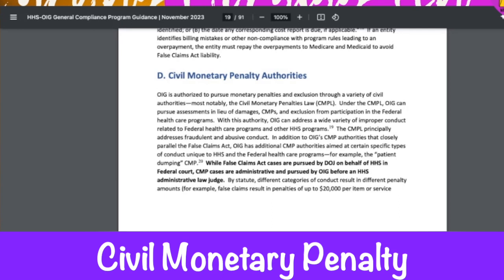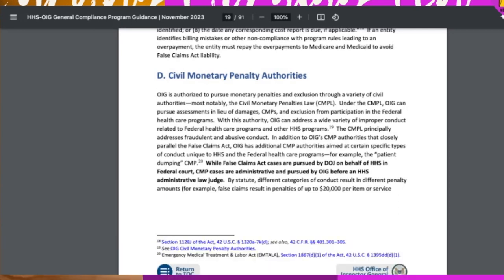The OIG is authorized to pursue monetary penalties and exclusions through a variety of civil authorities, most notably the Civil Monetary Penalties Law, or CMPL.